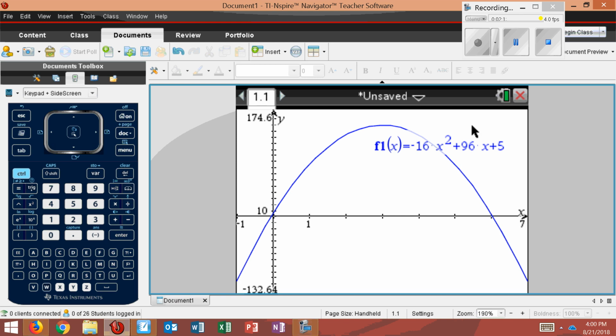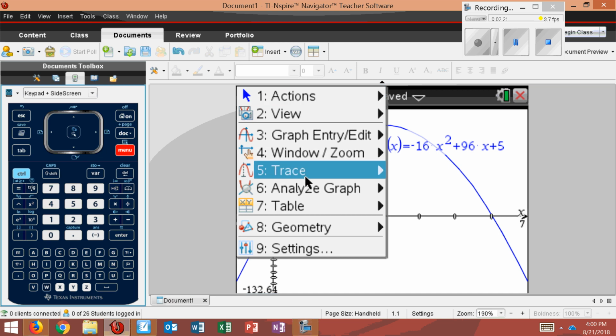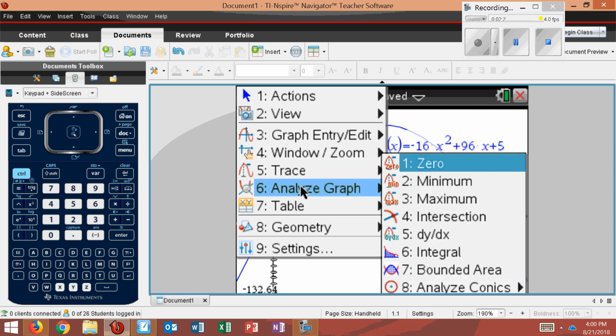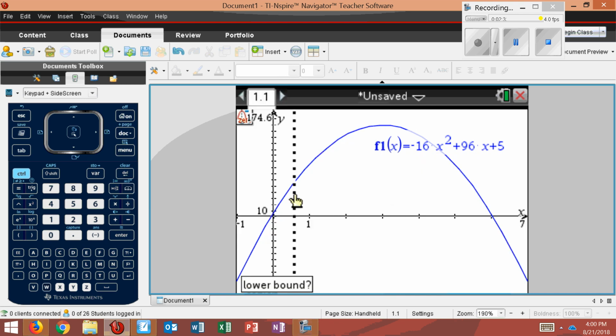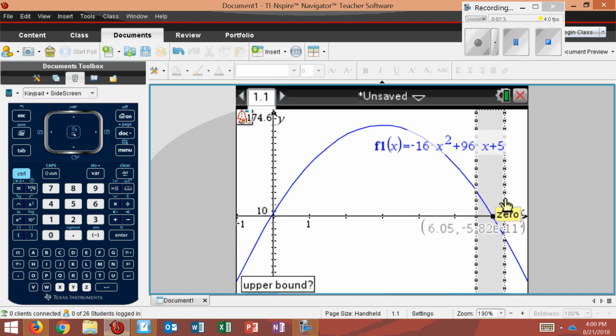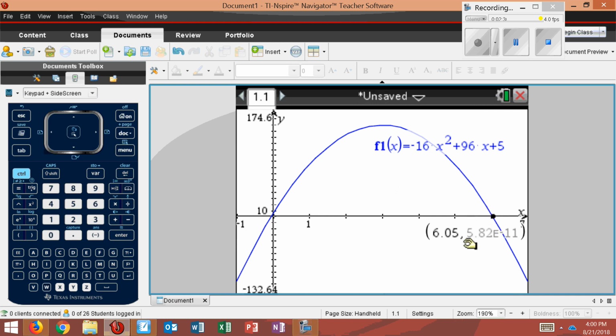So I want to know the relevant domain and range. That means I need to figure out that we go as left as far as here, which is at 0. And it should be 0, 5, because that's what this plus 5 is. Let's just check it real quick. We want to analyze graph, a few different things. First, if you go to analyze, the zero will be where it hits the x-axis. I can come over here and get exactly where it hits the x-axis. It's at 6.05. This is just e to the negative 11, which means the decimal needs to be moved over left 11 times. This is basically 0.